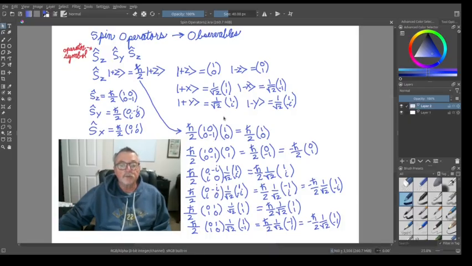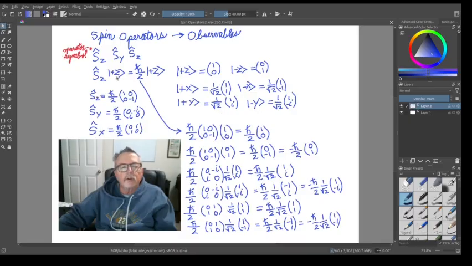Let me walk through this. If your linear algebra is no good, then let me help you out with this. We're starting with this first one in its matrix representation. H bar over 2, 1, 0, 0, minus 1.